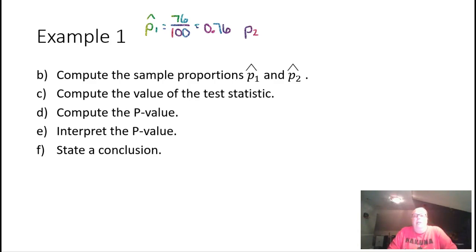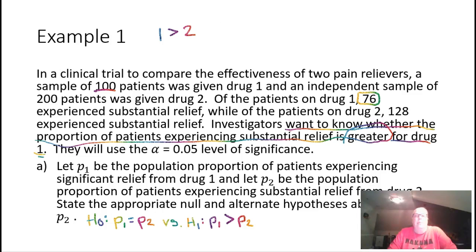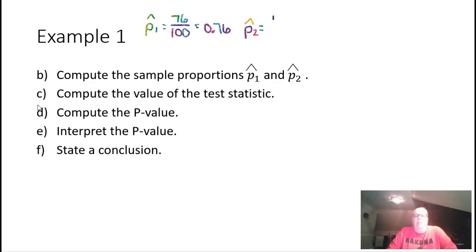Now, P2 hat, we're going to do the same thing, but with our second sample of those who were taking drug 2. So the total number of people taking drug 2 is 200, and the ones on drug 2 experiencing substantial relief, 128 of them. So P2 hat is 128 divided by 200, and that will give me 0.64.